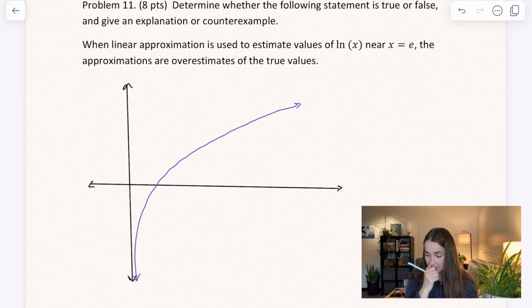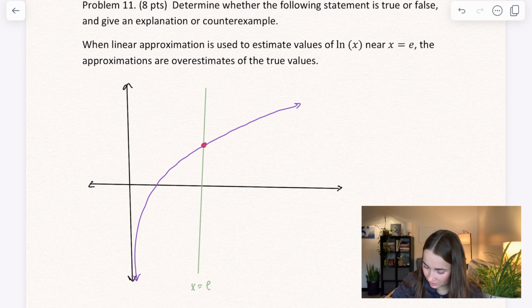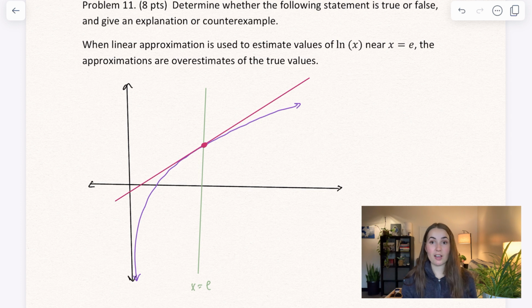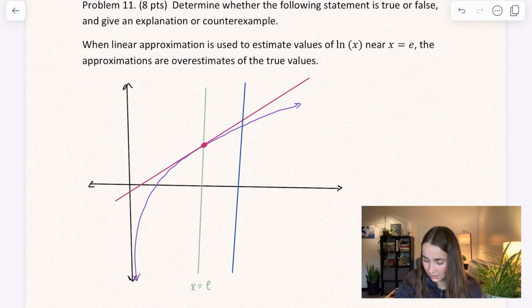Okay, so here we were thinking about x equals e, so I'm just going to go ahead and pretend that e is right here. If I were to find the linear approximation at that line, it would just be the tangent line. So the tangent line would look something like this. So let's go ahead and think about if it's an over approximation or under approximation. Let's say I was approximating this value right here using that line. I would have the actual value is down here and our approximation is up here. And so this would be true. It is overestimates. So I would say our visual is a good explanation.